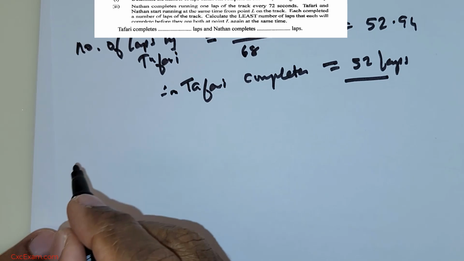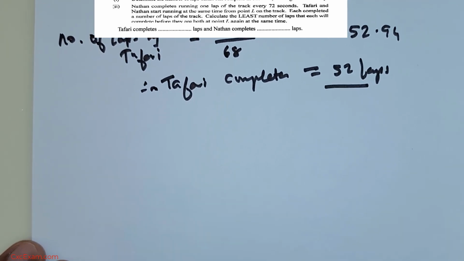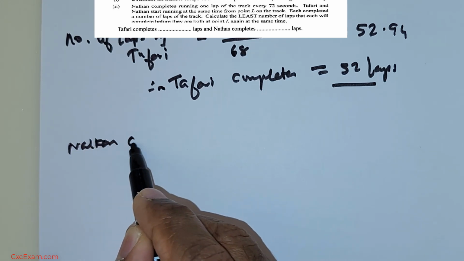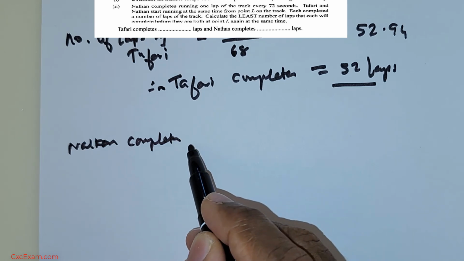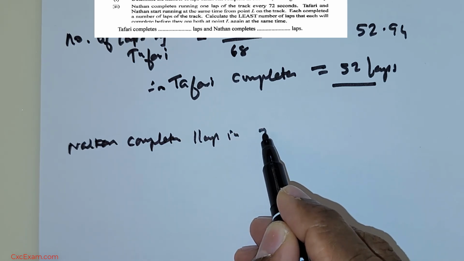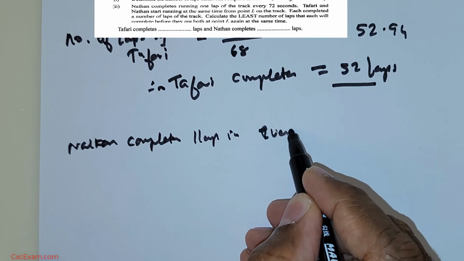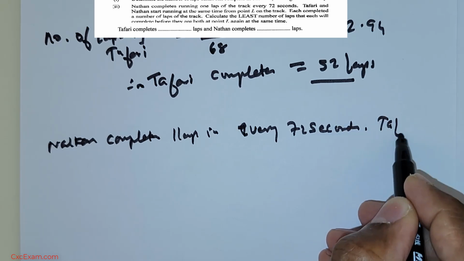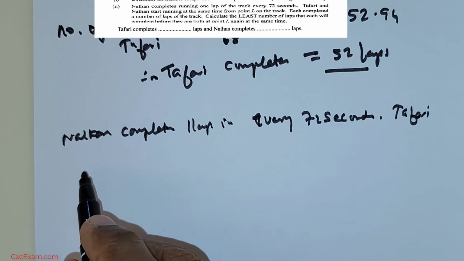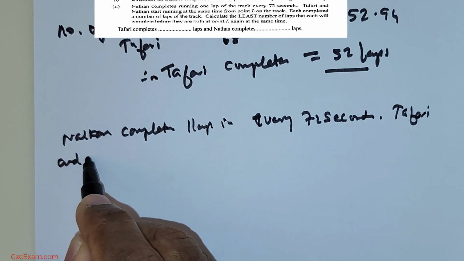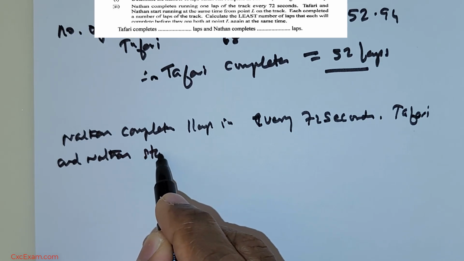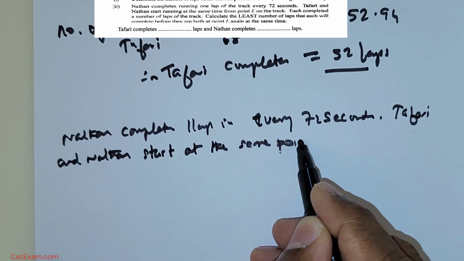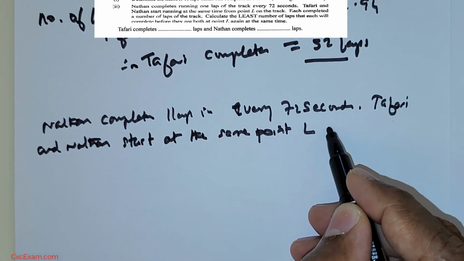This is a lovely part of the question. In fact, this type of question keeps occurring in competitive exams. So let me write the question down. Nathan completes 1 lap every 72 seconds. Tafari and Nathan start at the same point L on the track.